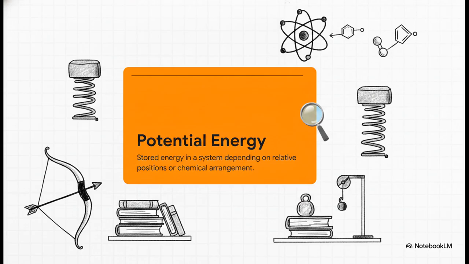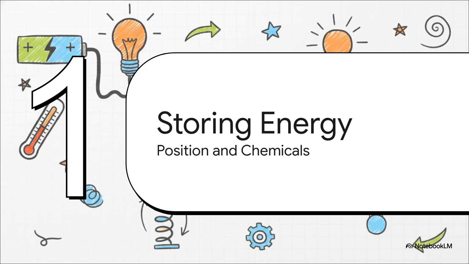Now, on the flip side, we have potential energy. This is stored energy contained within a system of objects. It isn't about how fast something is moving. It's entirely about the arrangement. It depends on the relative positions of objects interacting with each other or on the microscopic chemical arrangements of atoms. Basically, it's energy that is banked and just waiting to be unleashed. Let's move to Section 3 and see how this builds.